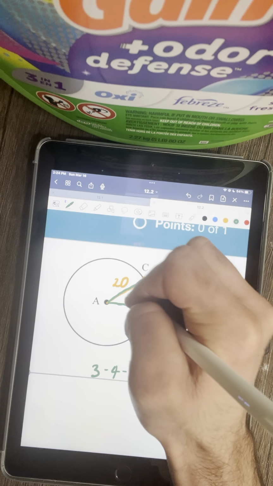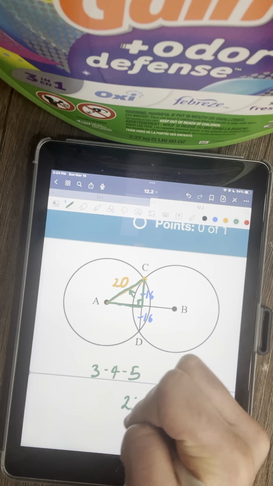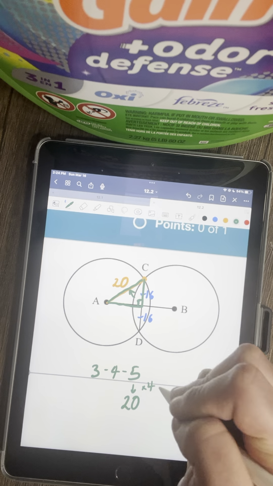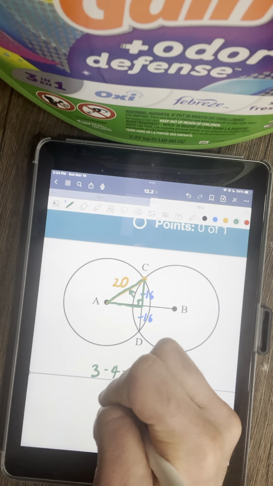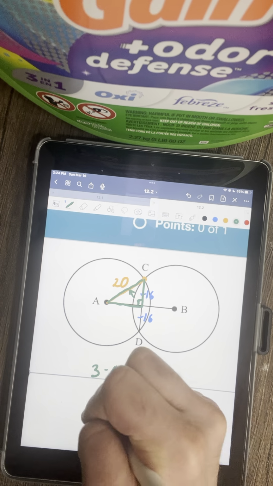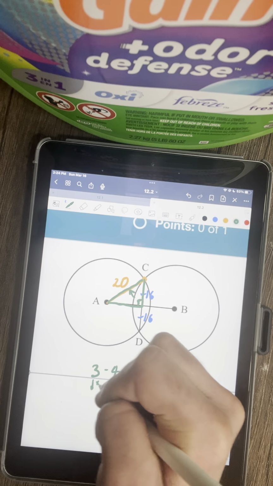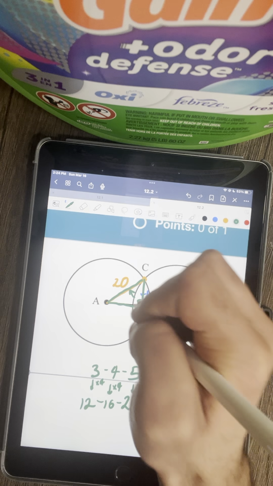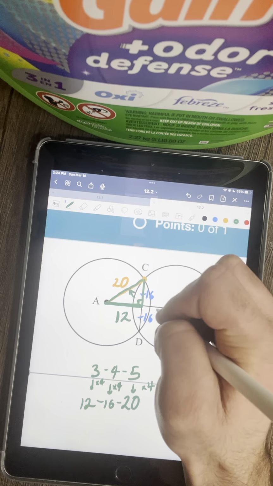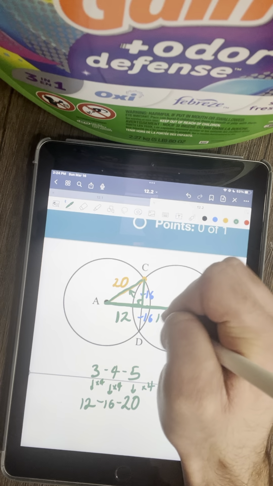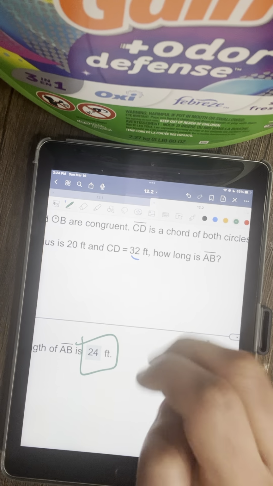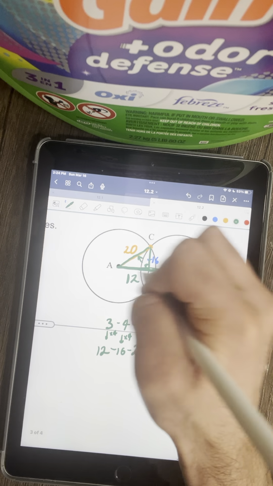So look, what's my hypotenuse? 20. So what did I have to do to get from 5 to 20? I had to multiply by 4. Now, what did I have to do to get 16? I had to multiply the 4 by 4. So now, what does the other one have to do? Obviously, I need to multiply by 4 as well. So this is 12. So that means from here to here is 12, which must mean that from here to here is also going to be 12. So my final answer is 24 for AB. Good.